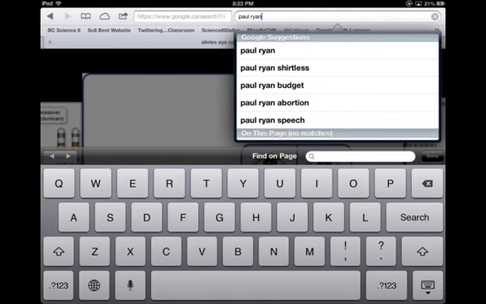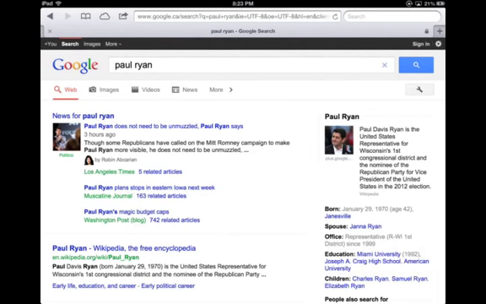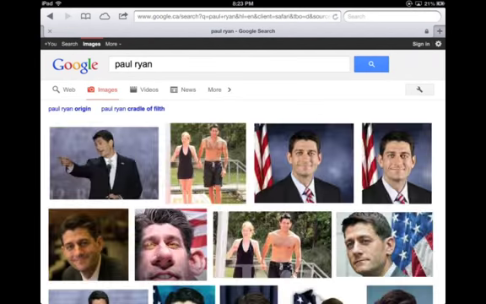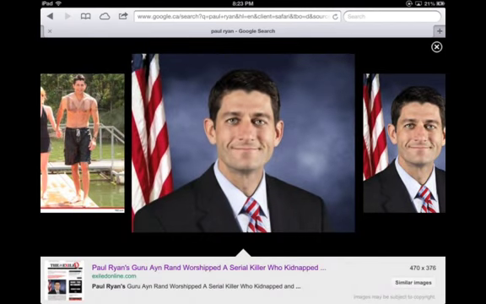And I'll just call up a picture of him there. Paul Ryan has what we call a classically dominant hairline. Check this out. Let's zoom in on it. There you go. You can see that peak down in the middle of his forehead. That's known as a widow's peak, and that's considered to be a dominant gene.